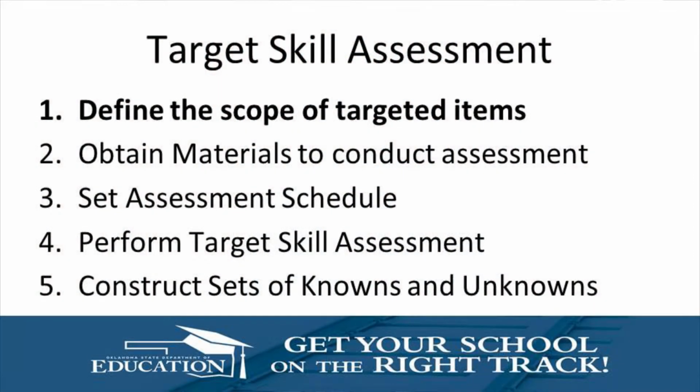1. Define the scope of targeted items. There are keystone skills that all students are expected to know. Some examples of these include numbers, letters, and sight words. A common goal of kindergarten instruction is for students to identify all lower and uppercase letters. In this case, the teacher would define the scope of this objective to consist of 52 items, in this case letters.